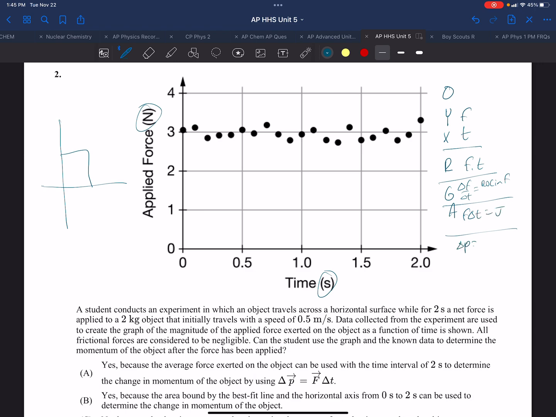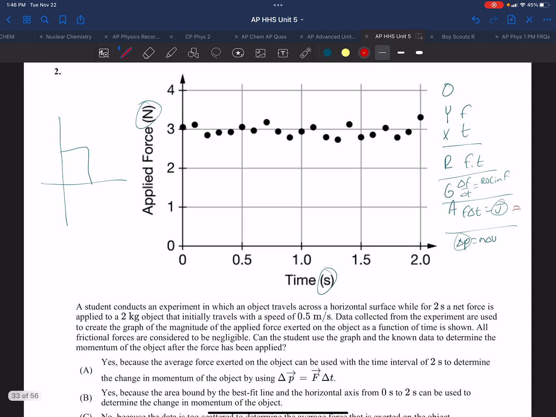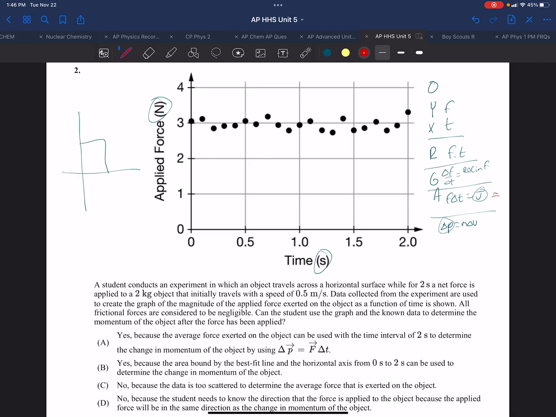And we also know that delta P is M delta V, and that an impulse brings about a change in momentum. So these two relationships are equal to each other. You can also look up at the graph and see that it appears that there is approximately constant force of about 3 newtons. It's applied over 2 seconds. So, armed with that information, we go to the question.